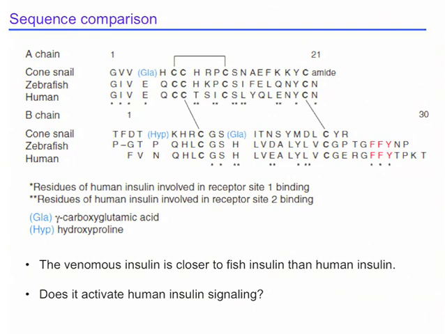So this is a sequence of the cone snail insulin. This is a sequence of the human insulin. So you can see that the cone snail one is way shorter, and the cone snail one looks more like the fish one. Okay, so basically this snail insulin, although we call it snail insulin, this is in the venom, okay? And then snail has their own endogenous insulin. And this venom insulin is closer to the fish one. It has nothing to do with the endogenous one.